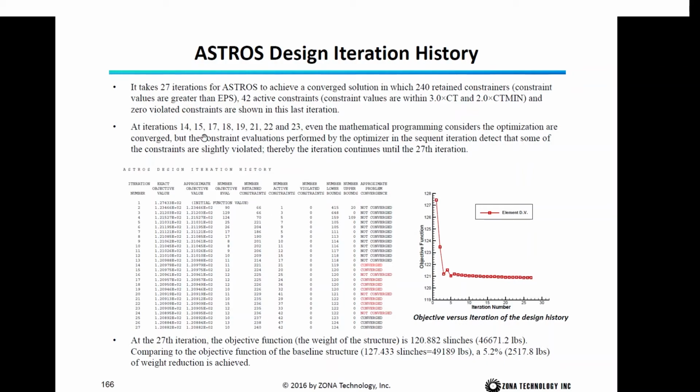And iteration 14, 15, 17, 18, 19, 20, 23, even though the mathematical programming considered the optimization converged, the constraint evaluation performed by the optimizer in the subsequent iteration detects that some constraints are slightly violated. Thereby, the iteration continues until the 27th iteration. At the 27th iteration, the weight is 120.88 inch. The baseline is 127 inch, so it's a 5.2% weight reduction.